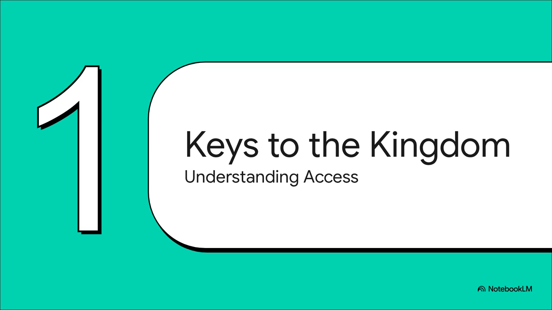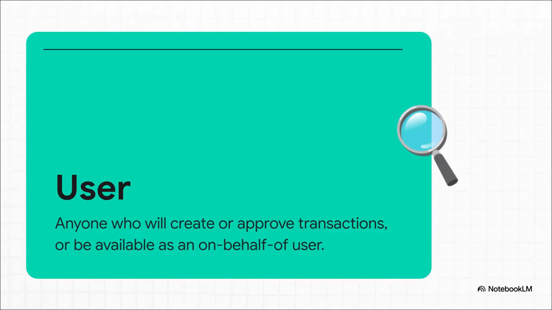Well, it all starts with the most fundamental concept, access. You can think of it like a set of digital keys, where each one is designed to unlock very specific doors and actions inside the system. First up, the user. This one's pretty simple. It's you. It's John Smith from accounting or Jane Doe from sales. A user is just any individual person with their own unique account who needs to do something in the system, whether that's creating a purchase request or just signing off on one.